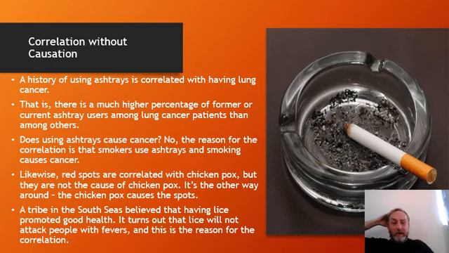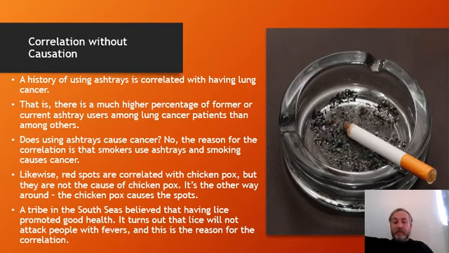Well, obviously not. The reason for the correlation is that smokers use ashtrays, so smoking correlates with ashtray use, and it's smoking that causes cancer. So this is one problem with correlations: they can be the result of a common cause, or they can correlate with something that correlates with the cause. Red spots are correlated with chicken pox, but they're not the cause of the chicken pox. It's the other way around: the chicken pox causes the spots. So correlation can be symmetrical, whereas, as we'll see, causation is not.